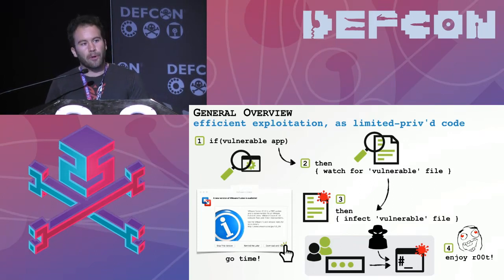So as a limited process or limited local code, to do the exploit, we have to do three things. We have to wait for a vulnerable application to start, VMware, Sophos, Sparkle, Little Snitch, whatever. Then we have to wait for it to perform an insecure authentication request. And then while the user is entering their credentials, quickly infect the vulnerable file. And then as soon as the user completes the authentication, we will have root.